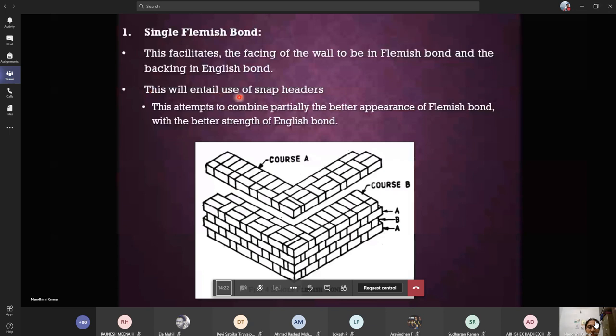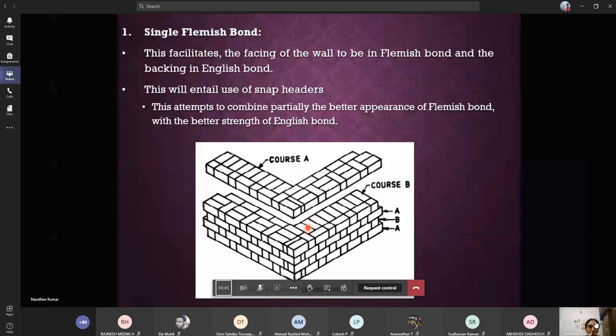This will entail use of snap headers. This attempts to combine partially the better appearance of Flemish bond and better strength provided by the English bond. Towards your front, you have the Flemish bond appearance for aesthetic view. Towards the back, you have the English bond for bearing the strength.